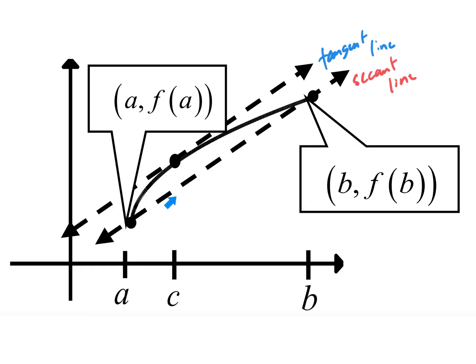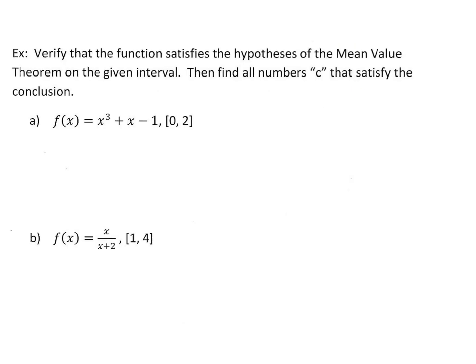So here's that C value. Whatever that C value is, it makes those equal. The mean value theorem guarantees that that will happen if we're continuous on the closed interval and differentiable on the open interval. That's what makes it powerful. So here's the problems we're going to look at. Verify that the function satisfies the hypotheses of the mean value theorem on the given interval. Then find all C numbers that satisfy the conclusion.